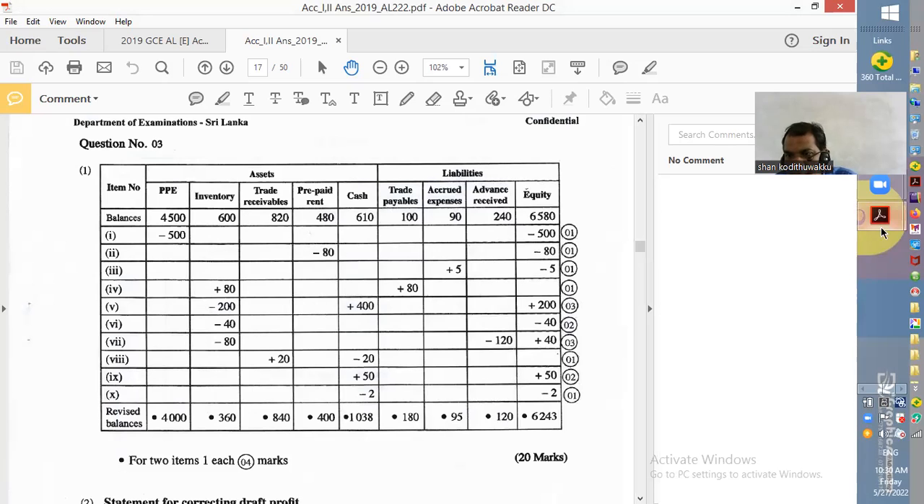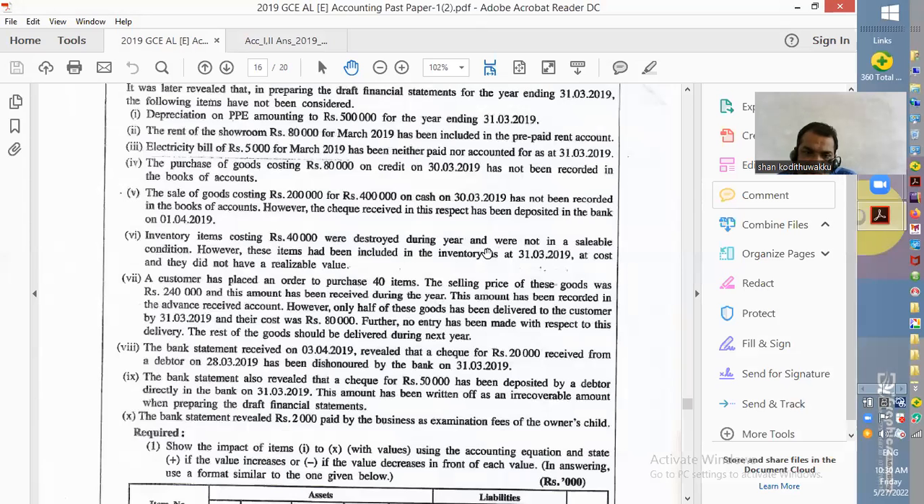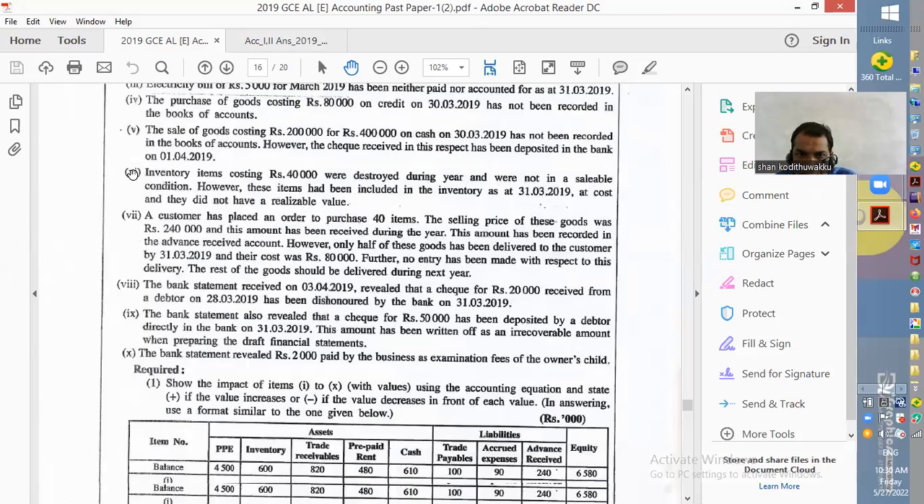Then we can move to adjustment number 6. Inventory items costing 40,000 were destroyed during the year and were not in a saleable condition. However, these items had been included in the inventory as at 31st March 2019 at cost, and they did not have a realizable value. Again, I will read. Inventory items costing 40,000 were destroyed during the year and were not in a saleable condition. That means you can't sell it to the customer. However, these items had been included in the inventory.